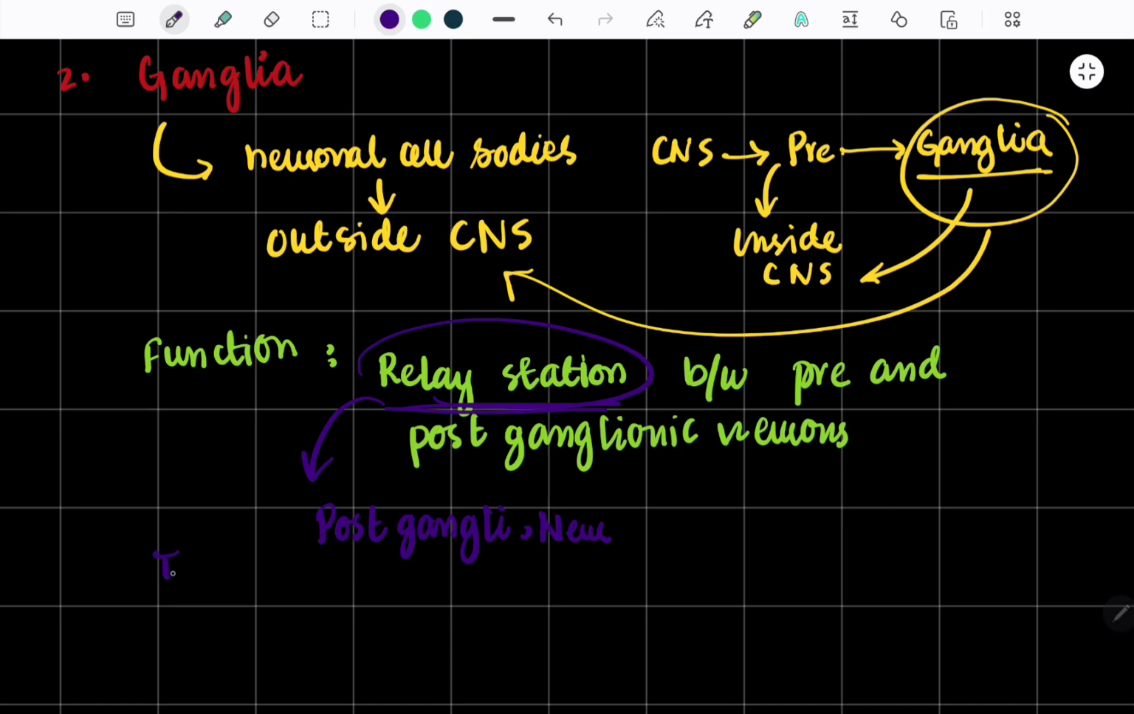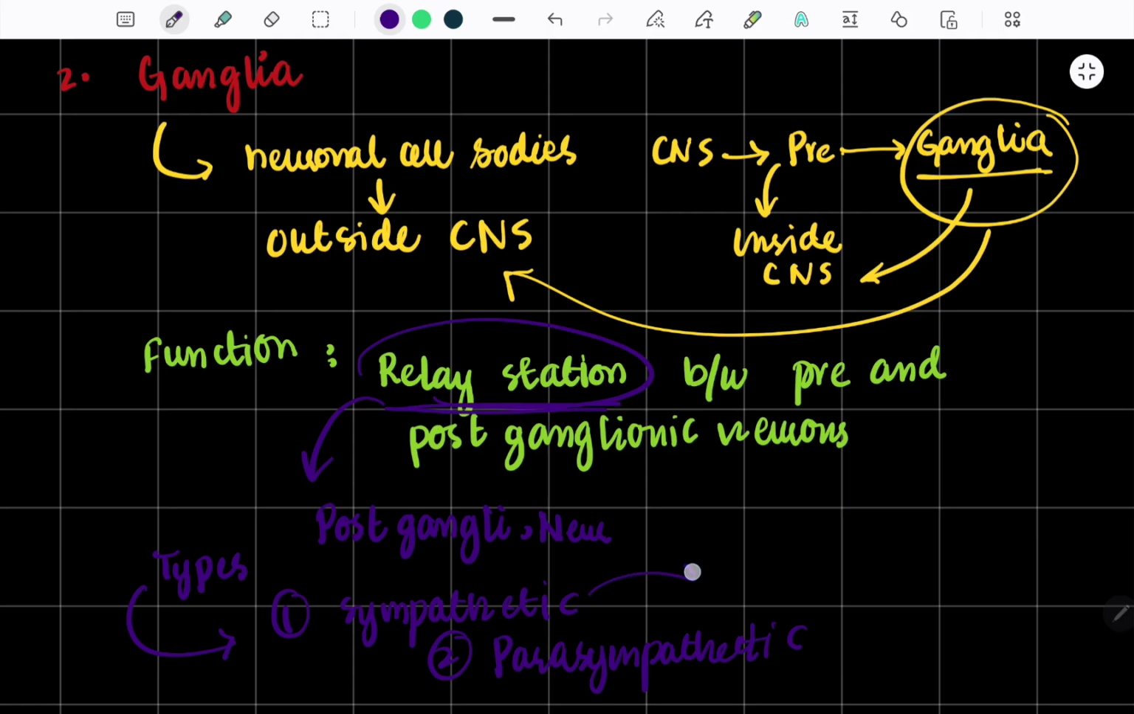And then what are the types of ganglia? Just as we discussed that the preganglionic neurons are present in both the sympathetic and parasympathetic nervous system, you have to remember that there are two types of ganglia. First one is the sympathetic ganglia, and the second one is parasympathetic ganglia. Sympathetic is the one present in the sympathetic nervous system, and parasympathetic is the one present in the parasympathetic nervous system, right?